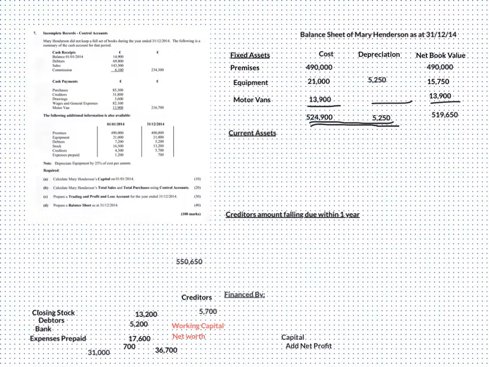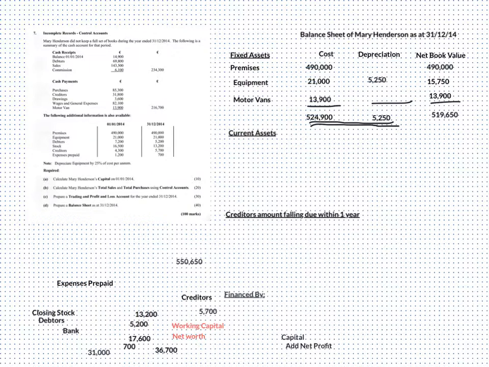The next thing we need to look at then is current assets. So we need to have a look to see what our current assets are. The easy way to remember all our current assets is the first one is always bank. Okay, the first one is always bank.